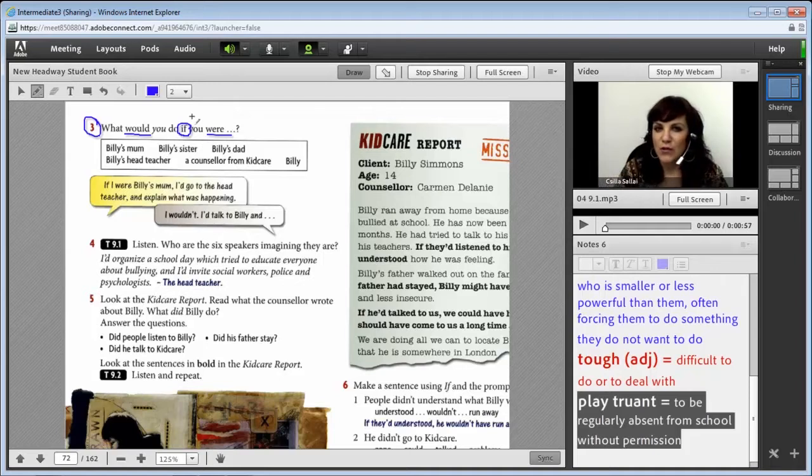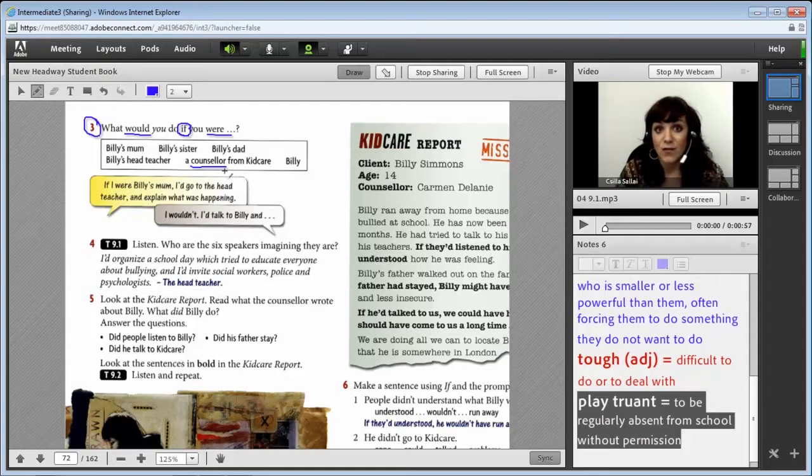So what sort of grammar structure is this? One of the conditionals. Which one exactly? The second conditional. That's right. So first of all, I want to ask your teacher to give a role to each student. So one student should only imagine being only one of these people. So one student should be Billy's mom, Billy's sister, Billy's dad, Billy's head teacher, a counselor from Kid Care. Now, do you know the meaning of a counselor? A counselor, you might know actually, but just to make sure, a counselor is a person who is trained to listen to people and give them advice.